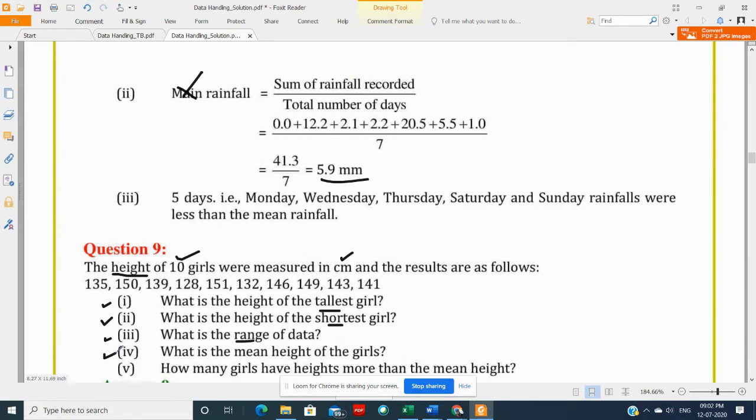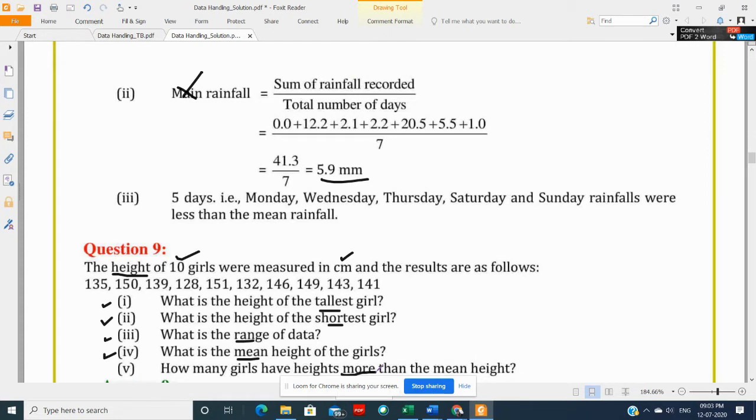Then they have asked you, what is the mean height of the girls? Again, you just have to sum them up and divide by 10, because these numbers are basically of 10 girls. So the number of girls is 10. The total of this data divided by 10 would give you the answer. And based on the answer of the fourth question, you will be answering how many girls have heights more than, this is very important, more than the mean height.